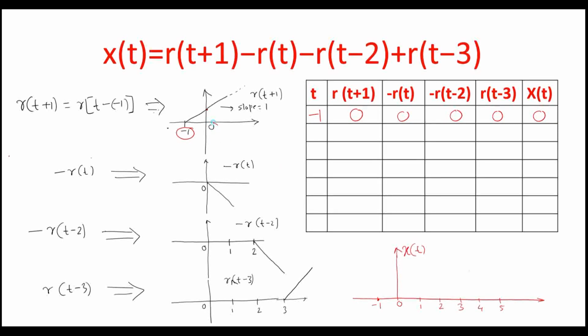Now at t equal to 0, the value of r of t plus 1 at t equal to 0 is 1, this is 1. Here we can see that at t equal to 0 the value of minus r of t is 0 and the rest are all 0. Therefore the sum of all these signals, that is 1 plus 0 plus 0 plus 0, is 1. Therefore at t equal to 0 here it is 1. These 2 points can be joined.